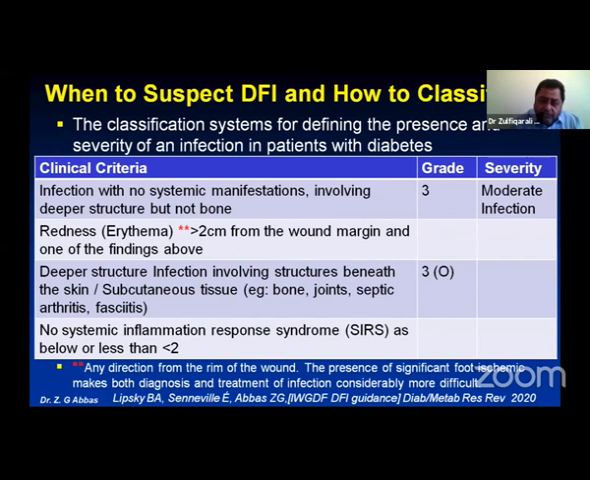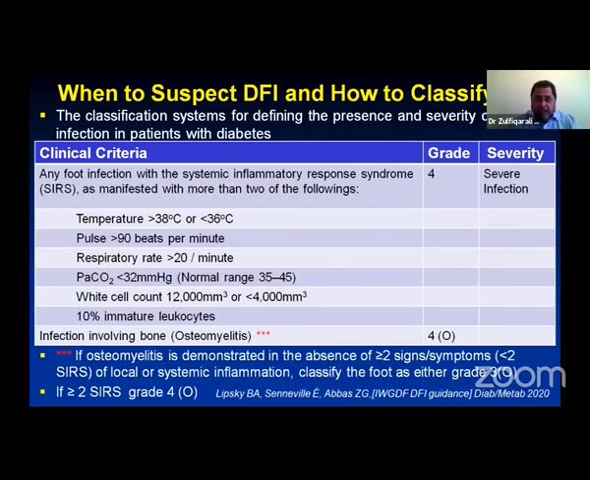Any direction of the rim of the wound, the presence of significant foot ischemia would make diagnosis and treatment of infections very difficult. Any foot infection with a systemic inflammatory response, as manifested by two or more of the following things, is called grade 4, and this is severe infection.